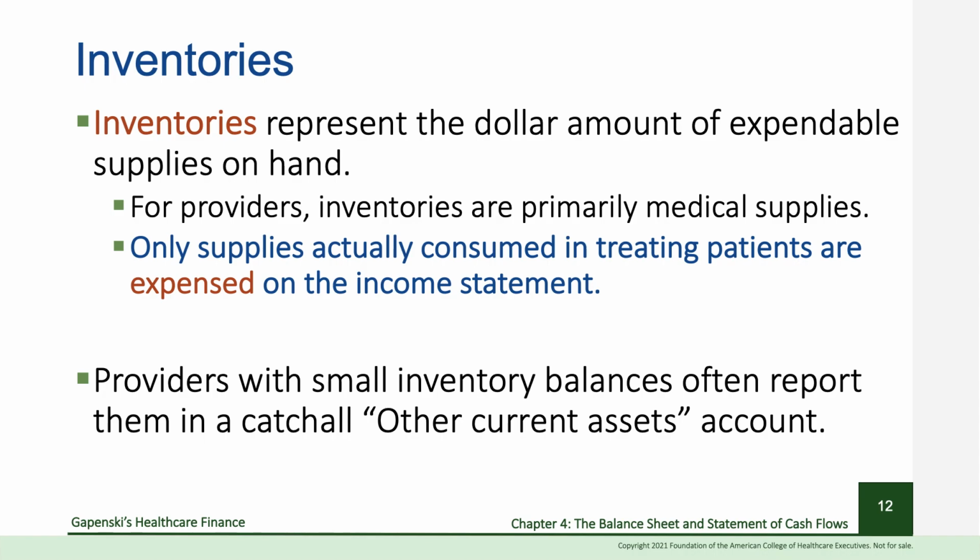Inventories show the dollar amount of expendable supplies on hand. For providers, inventories can be medical supplies, and only the amount that you expend. So if you buy a box of 100 gloves and you have used only 10 of them, then you can expense only 10 of those gloves. You cannot expense the entire 100. Providers with small inventory balances often show them in a catch-all other current assets account. If they don't have a high balance of inventory, they will just show it as other current assets.